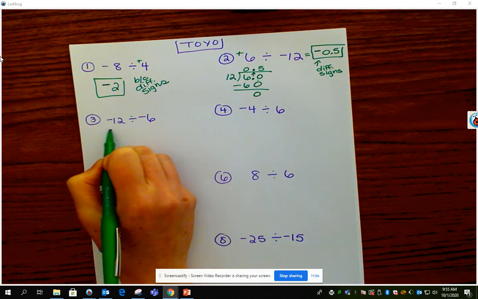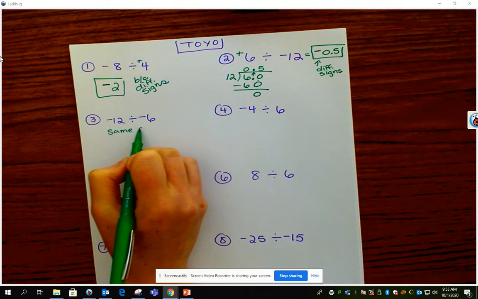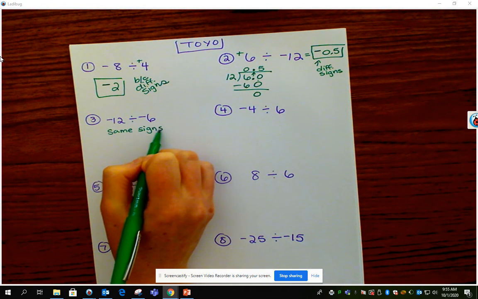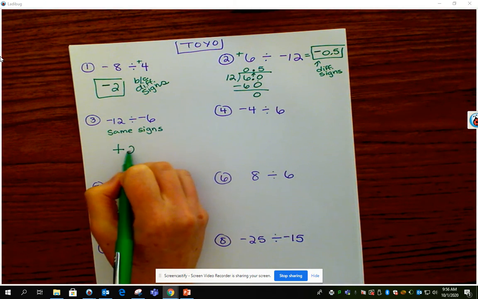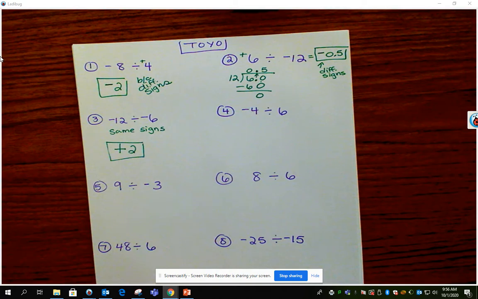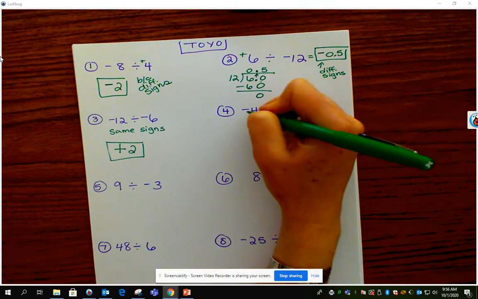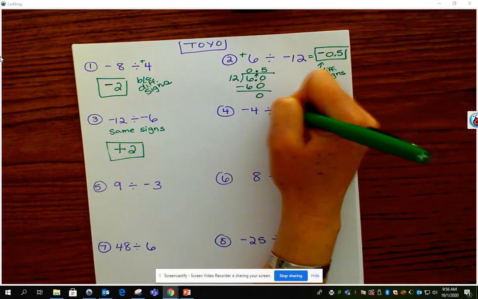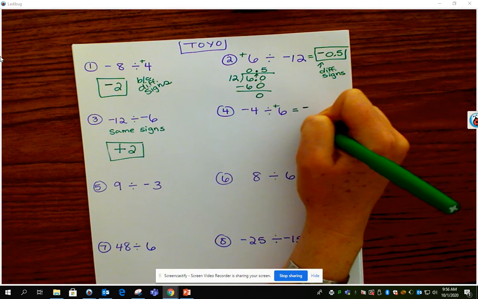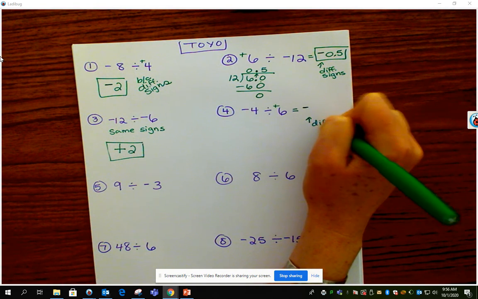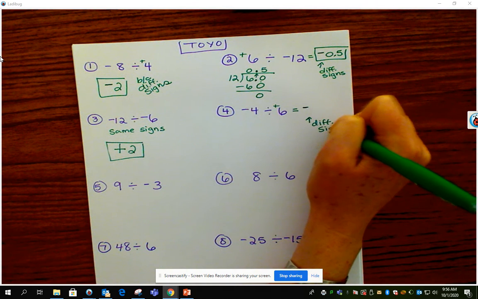Okay, let's try the next one. Here we have same signs. So we know same signs give us a positive answer, and then 12 divided by 6 is 2. So this one would be positive 2. Here, I've got a negative 4 and a positive 6. So those are different signs. So I know my answer is going to be negative because they have different signs.